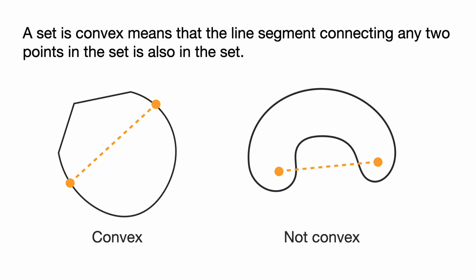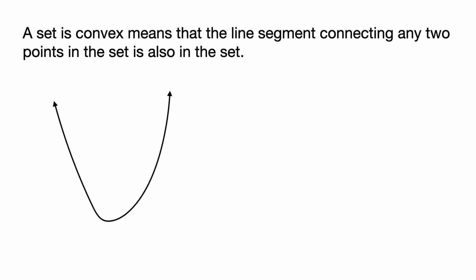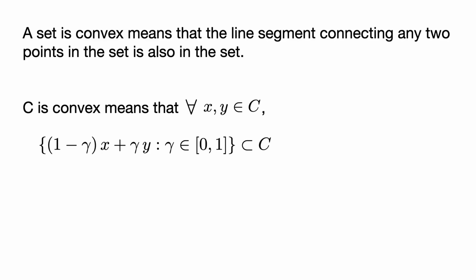And these sets don't have to be bounded. Here's an example of a set. You can imagine these lines going up forever, and this is a convex set. You can take any 2 points and draw the line between them in the set, and sure enough, the line will always be within the set. So this set is convex. Formally, a set C is convex means that for all x and y in C, the line segment connecting x and y is a subset of C.